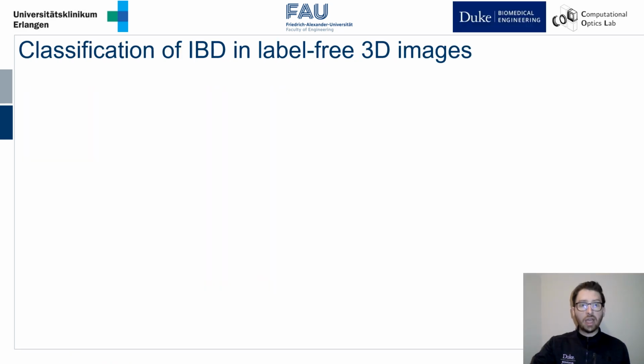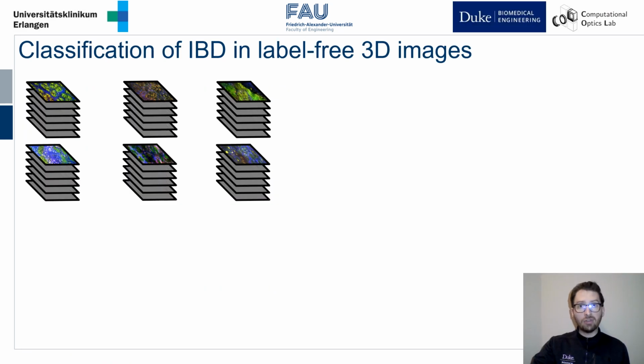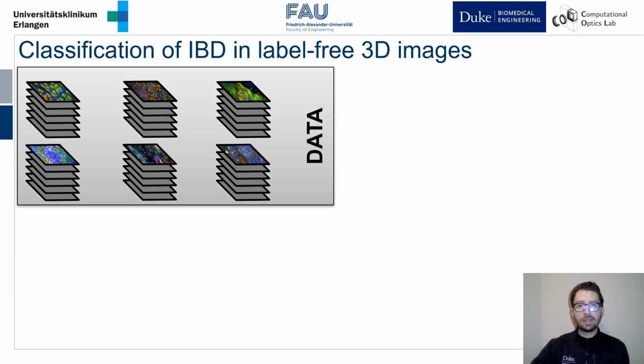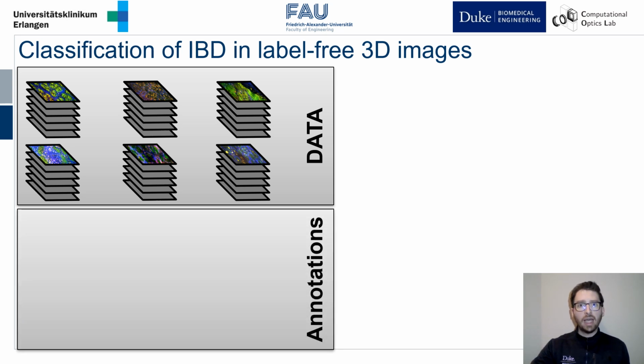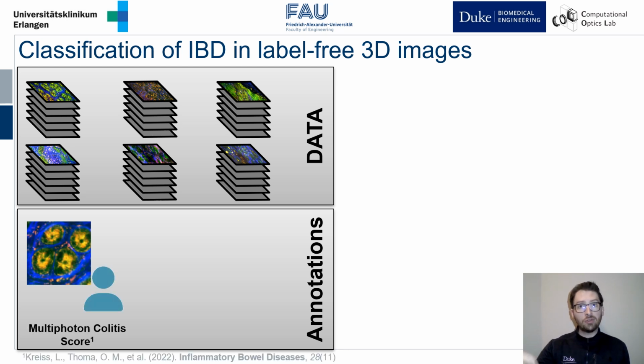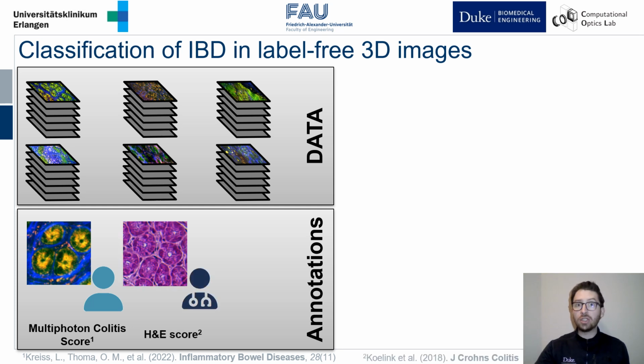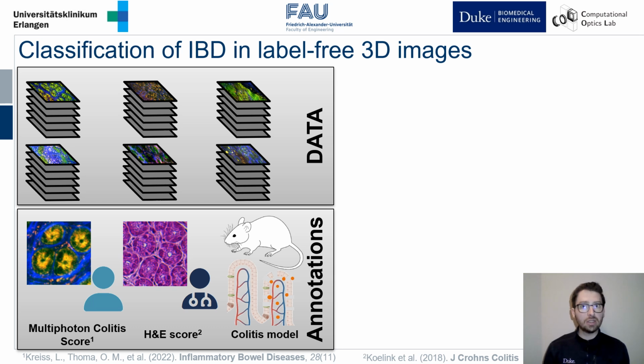So now let's bring this all together. We have a lot of data available for different animal models, ex vivo and in vivo, high image quality, low quality. So we have a bunch of data. And we also have certain annotations. For each of the stacks, we have our own multiphoton colitis score that we developed. For the respective biopsy, we also have the reference H&E score. And we have the experimental knowledge about which of the inflammation models it came from. So basically, we know if it was a DSS colitis or an acute colitis or an oxazolone colitis model. So all of these could be different types of annotations.